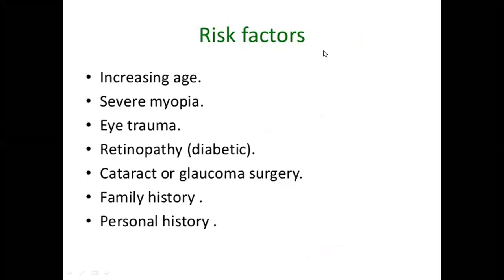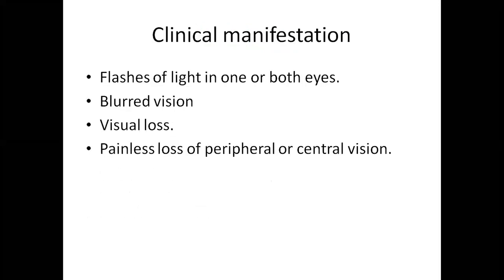ठीक है. So what are the risk factors? Increasing age, severe myopia. Myopia means near sightedness. करीब की चीजें आप देख सकते हैं, दूर की आप नहीं इतना आराम से देख सकते. आई ट्रॉमा, रेटिनोपैथी, डायबिटीज वालों को बहुत जल्दी हो जाती है. And cataract and glaucoma surgery, family history, personal history. So these are the risk factors which develop the retinal detachment. Allah na kare. ठीक है.